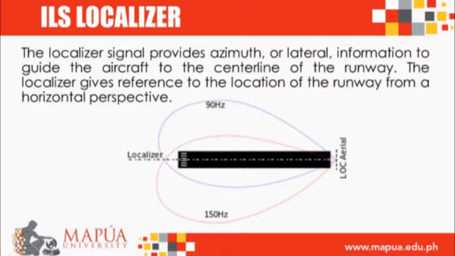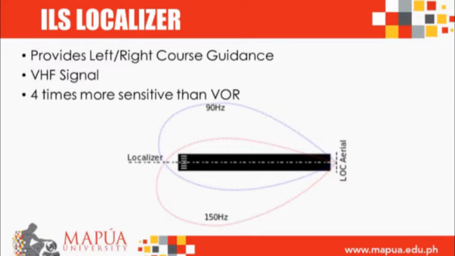So let's define the ILS localizer. The localizer signal provides azimuth or lateral information to guide the aircraft to the center line of the runway. In other words, the localizer gives reference to the location of the runway from a horizontal perspective. The ILS localizer provides left or right course guidance.